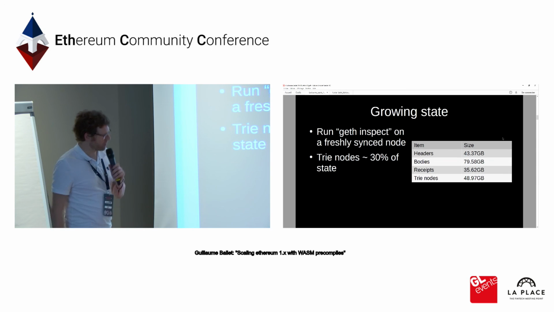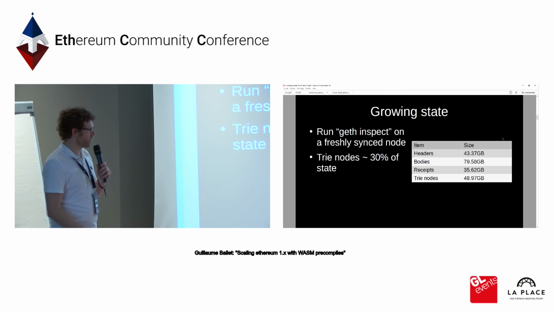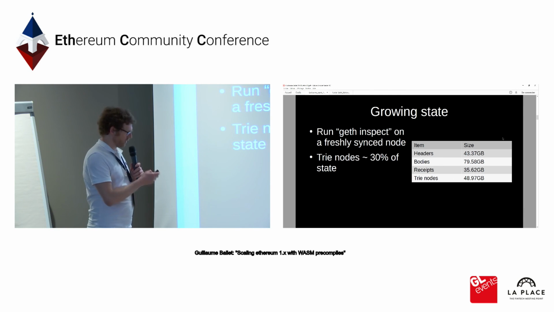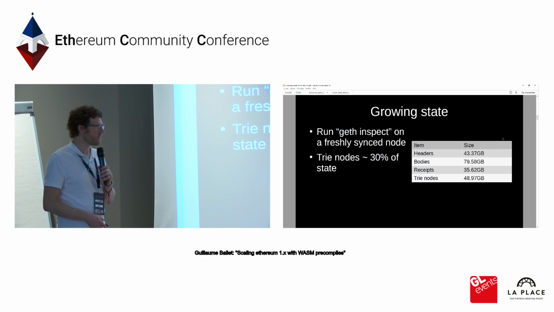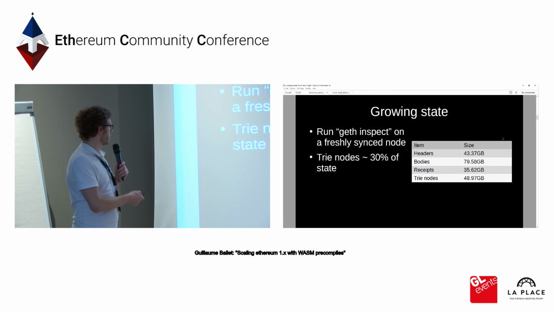If you perform a fresh sync, this one dates from last Sunday, you can run this command, geth inspect, on it, and you can see that most of the state is indeed made of headers and bodies. But the trie nodes, it's starting to get pretty big as well. And there's the receipts as well, which would be nice to get rid of in the future. But so far they're being kept.